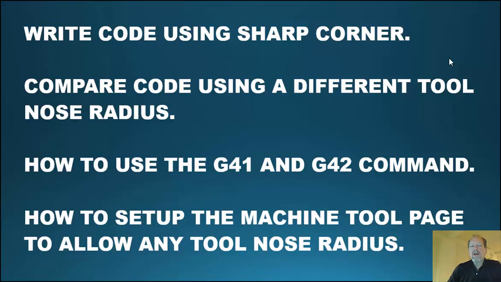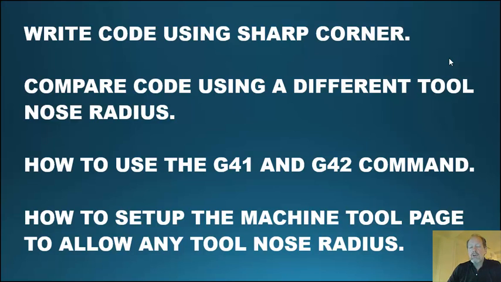Up to now we've learned how to write code using a sharp corner tool, but in the real world we're going to be using inserts that have a 64th, a 32nd or a 16th tool nose radius depending on the size part we're going to be turning. Now I want to show you the difference between the code that was written for a sharp corner tool and a 16th tool nose radius and how different that would look.